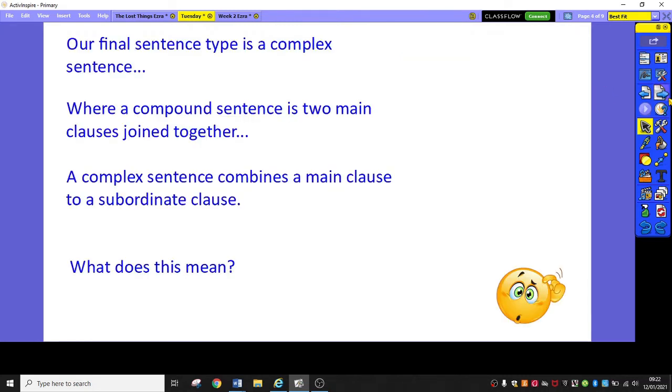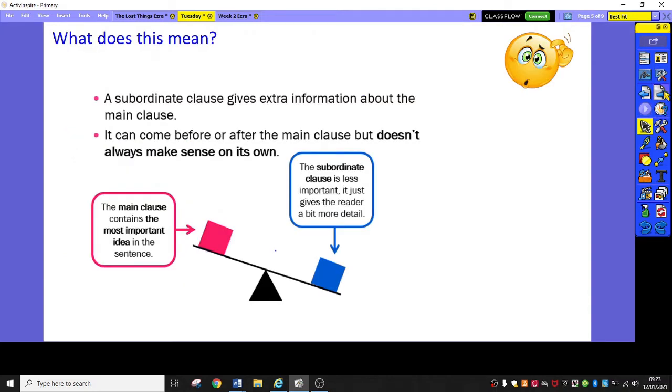So our final sentence type is a complex sentence. As we've just looked at and reminded ourselves, compound sentences join two main clauses. A complex sentence combines a main clause and a subordinate clause. And there's a lot of labels in there, and sometimes grammar can get a little bit confusing. So what does that actually mean? Well, a subordinate clause gives extra information about the main clause. It can come before or after, but it doesn't always make sense on its own. Sometimes it will, but sometimes it doesn't.